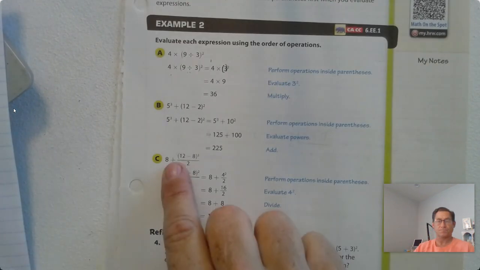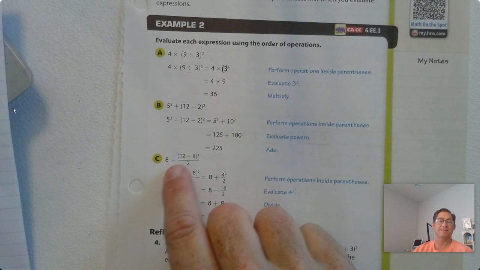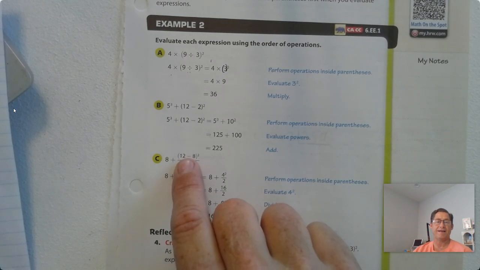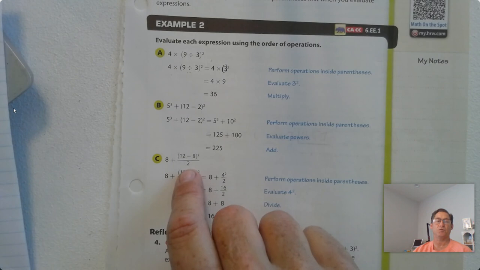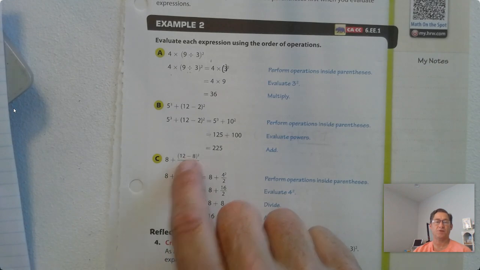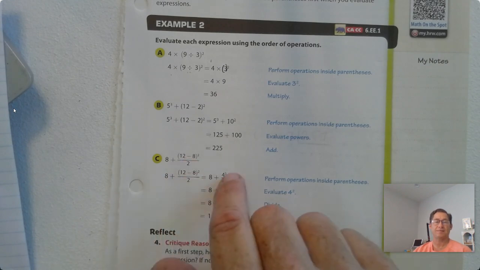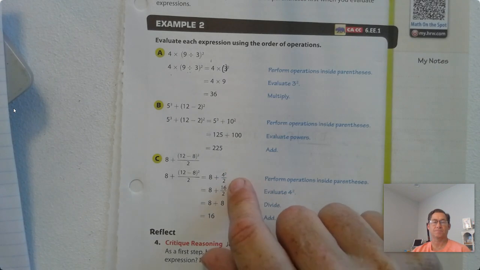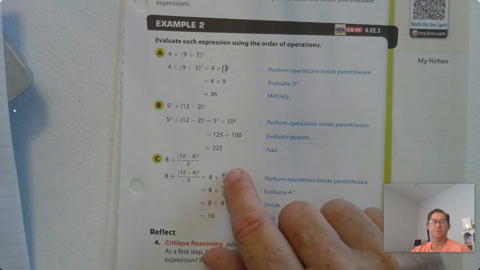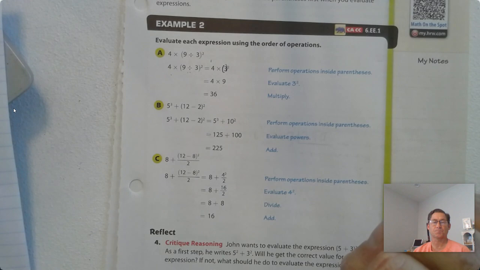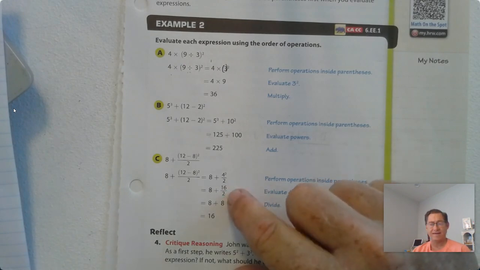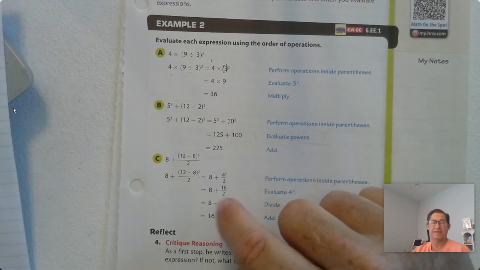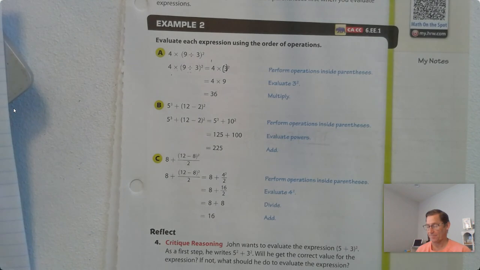And C, 8 plus the difference of 12 and 8 squared over 2. Do what's in parentheses first. So 8 plus 4 squared divided by 2. Do the exponent first. So 8 plus 16 over 2. Now divide. 16 divided by 2 is 8. 8 plus 8 is 16.